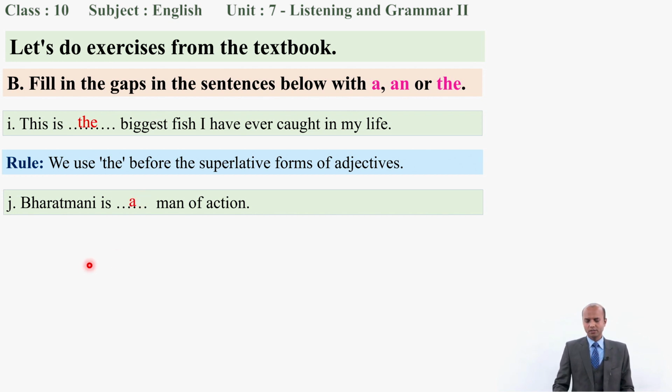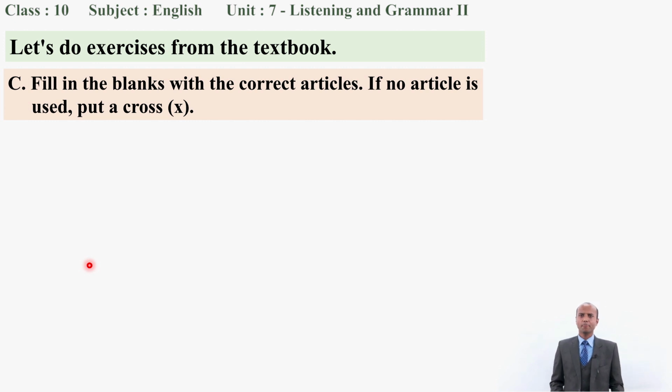Now, dear students, we'll move to the next activity. Here you have to use 4 options: a, an, the, and nothing as well. So, if no article is applied, you have to put a cross mark there. Are you getting me? Let's do it.